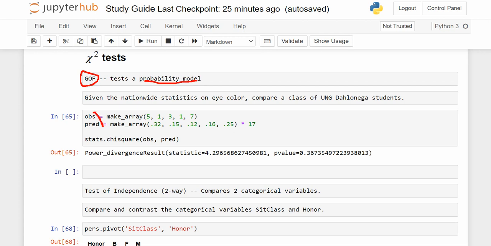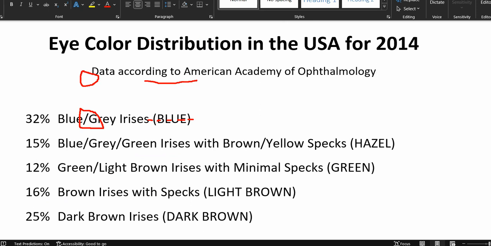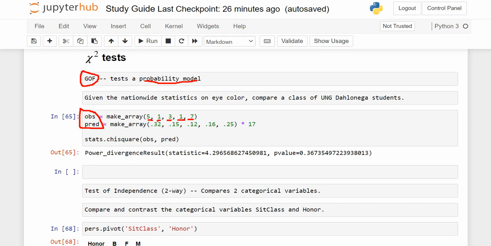Okay, so we've got to do two different arrays here. We have to have the array, and this is what it was. We had 17 people in class, and these go in the same order that they were in the eye color distribution chart that I showed you. Okay, and then these are the percentages from the eye color distribution chart, and I multiplied by 17. Why? Because there were 17 students, so we don't want percentages, we actually want counts. So we're correcting the counts based on the number of students that were there to be surveyed, okay?